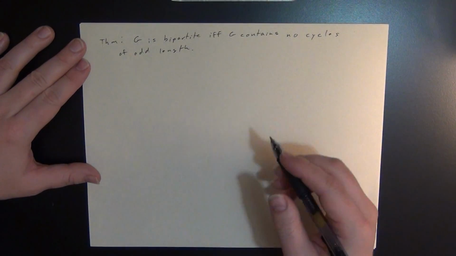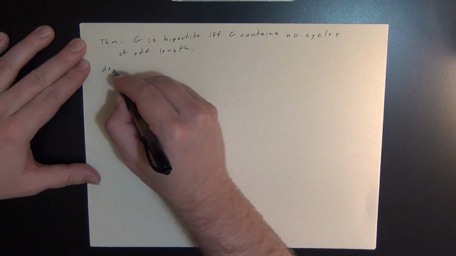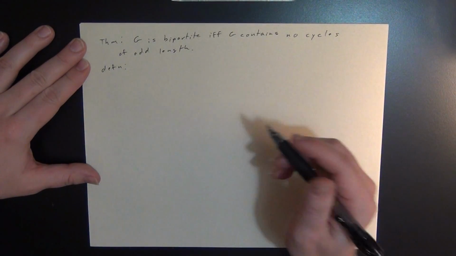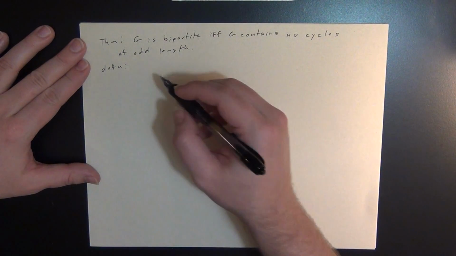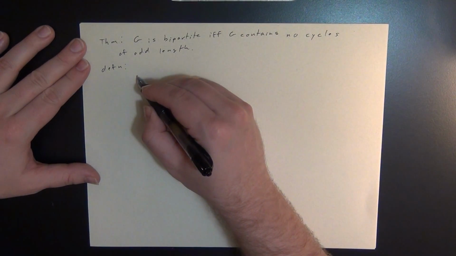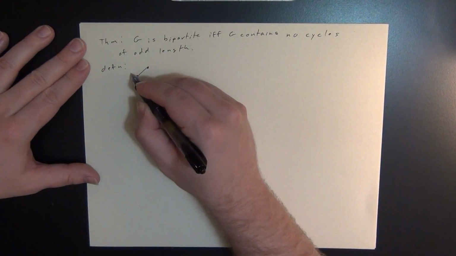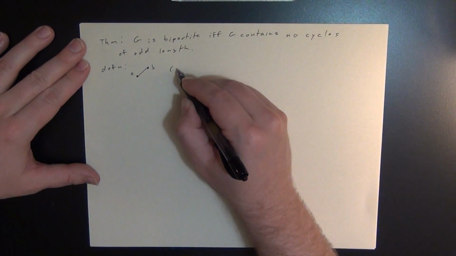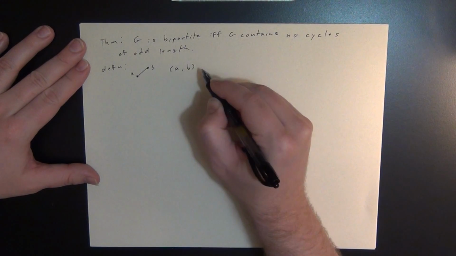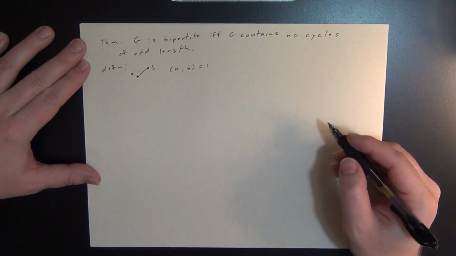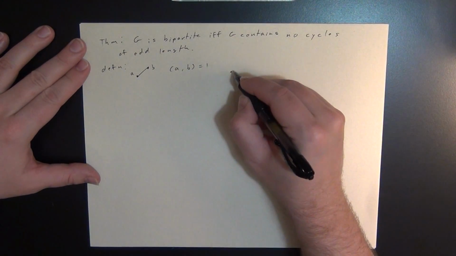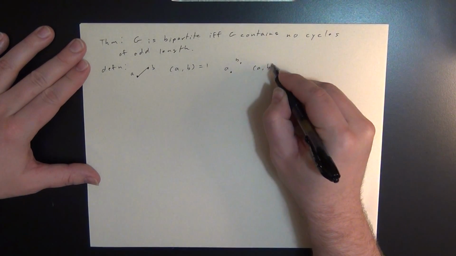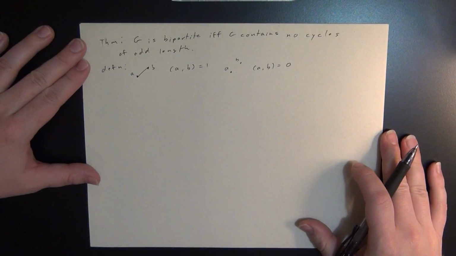Alright, so let me give you a definition. First definition is a little piece of notation in a graph. If nodes A and B are linked, I will be saying that A, B is equal to 1, otherwise A, B is 0.